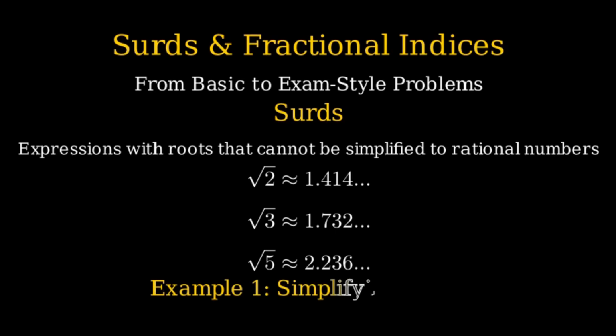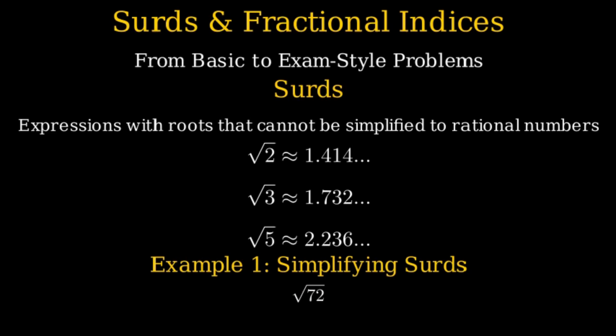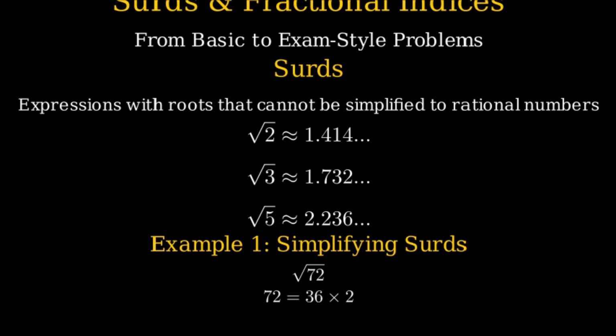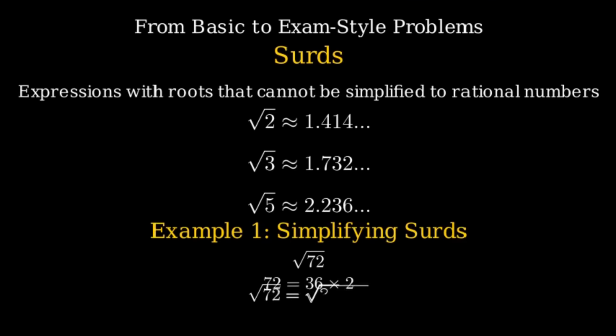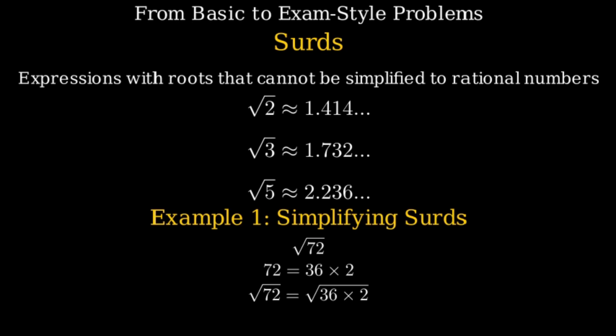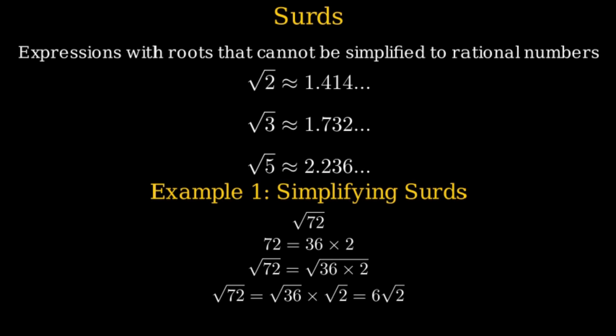In our first example, we'll simplify the square root of 72. We start by finding the largest perfect square factor of 72. Since 36 is a perfect square, and 36 times 2 equals 72, we can rewrite the square root of 72 as the square root of 36 times 2. The square root of 36 is 6, so our answer is 6 times the square root of 2.